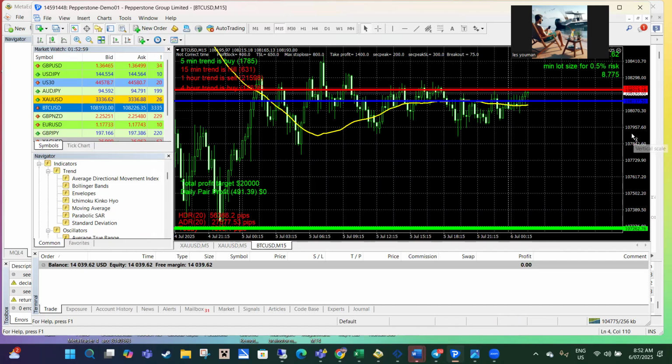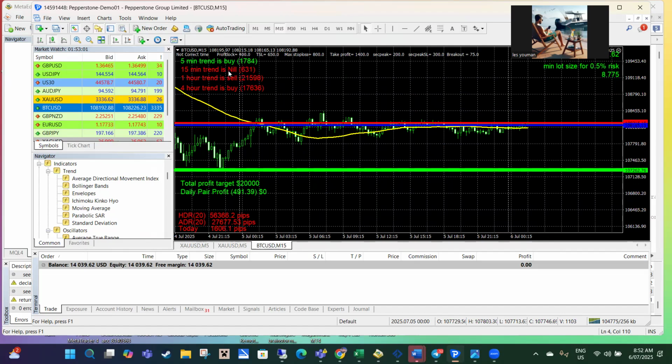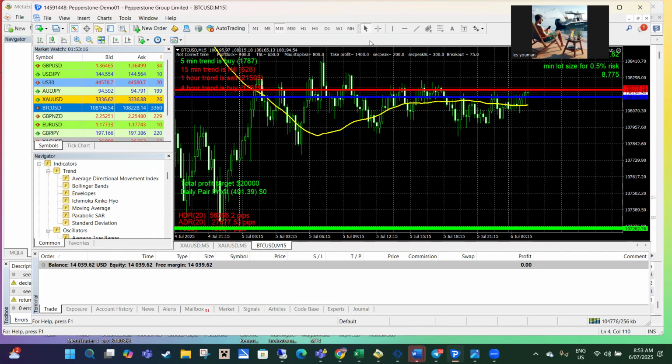now it's telling us that the trend on the 15-minute is nil. So there is no trend on the 15-minute. So we've got a buy on the 5, sell on the 1 hour, and a buy on the 4 hour, but no real trend on the 15-minute, which is what we're looking at now. You can see the market is very flat.